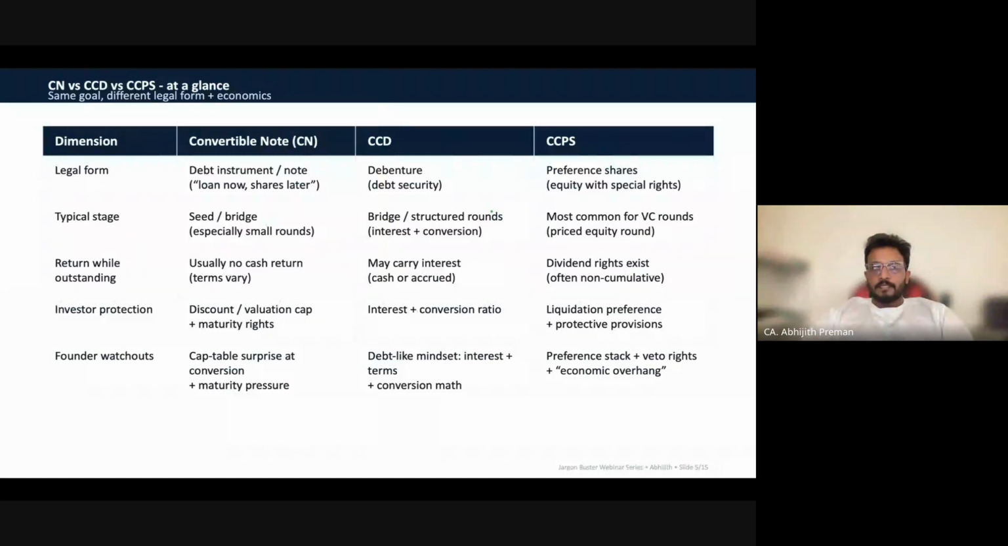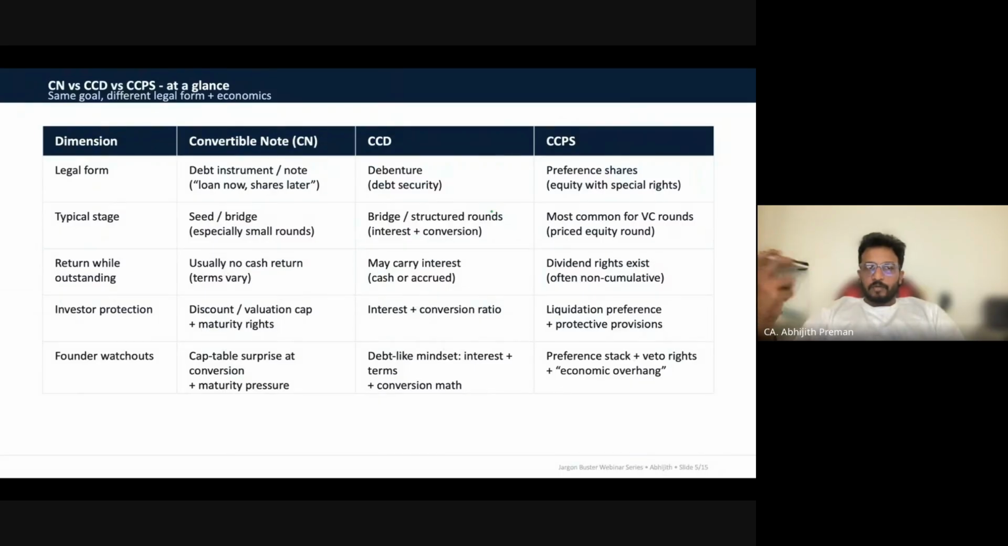Then investor protection: discount or valuation cap plus maturity rights in convertible note. In CCD, it's interest plus conversion ratio. In CCPS, it's liquidation preference plus protective provisions. Okay, so I'll tell you what is discount, valuation cap model in the next slide. That's why I'm not explaining that too much. So founder watchouts: cap table surprise at conversion. So you need to be clear about how your cap table is going to look after the conversion.